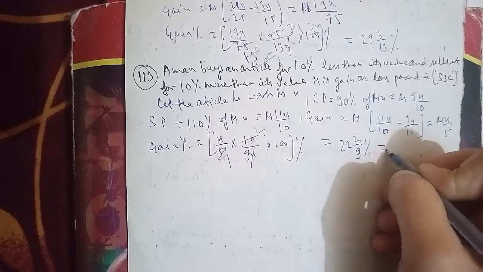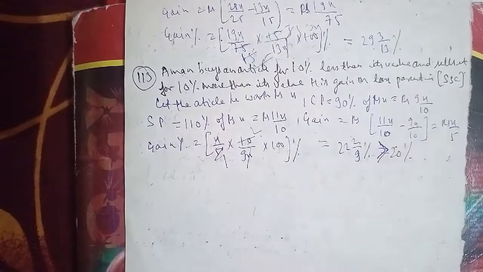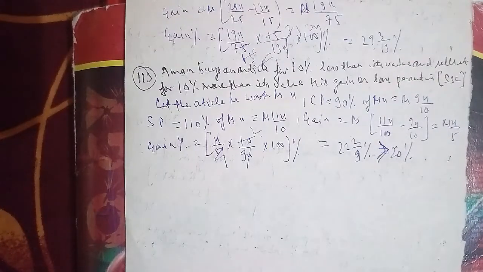114th question of the session. Samant bought a microwave oven and paid 10% less than the original price. He sold it with 30% profit on the price he had paid.